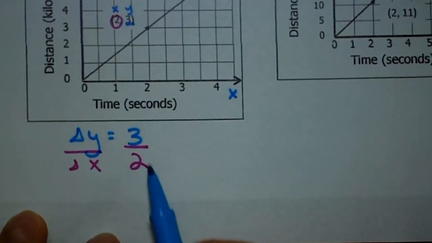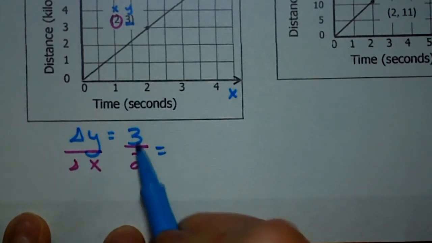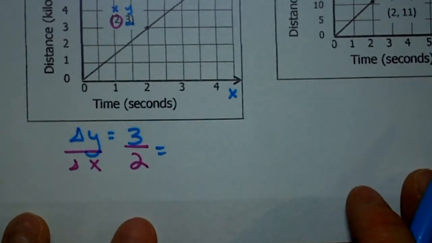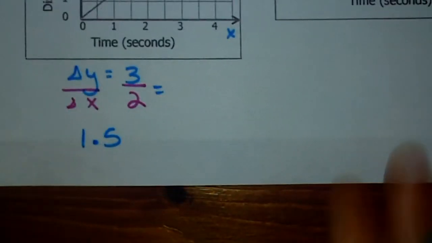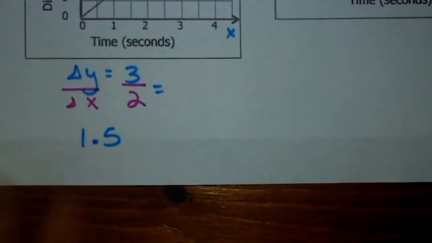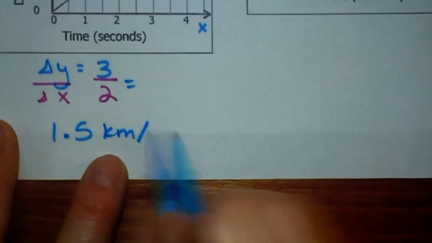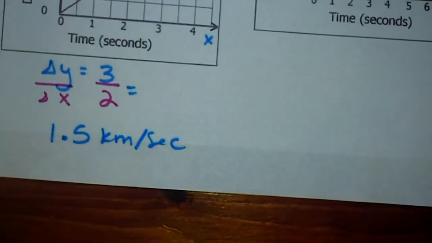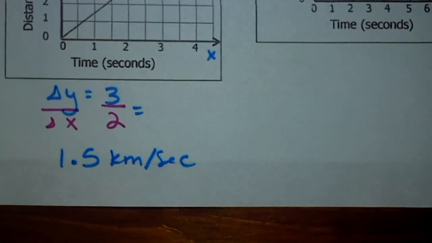And now I need to give my rate. I don't want a ratio, a comparison of 2 numbers. I want to know my rate. So when you take 3 divided by 2, you end up getting 1.5. And it's 1.5 y per x, right? We said our y was kilometers, so 1.5 kilometers per our x is seconds. So 1.5 kilometers per second. So when you're trying to find the rate from a graph, it's basically the same as a table. Change in y divided by change in x.